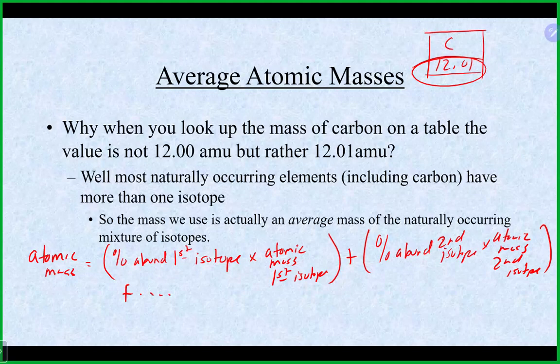The percent abundance, sometimes referred to as relative abundance, is the percentage out of 100 that this isotope appears. So you could have, for example, 3 isotopes of an element that naturally occur, and maybe 30% of the time it's this isotope, maybe 50% of the time it's another isotope of that element, and maybe 20% of the time it's another isotope. Out of 100% of the time, that is the percent abundance.